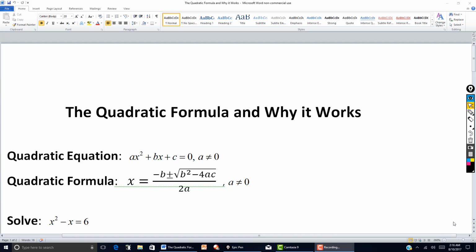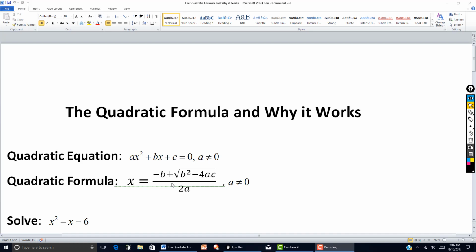In this particular video, I'm going to discuss the quadratic formula and show you why it works. So let's first look at the quadratic equation. It has the form ax squared plus bx plus c is equal to 0. A cannot be 0, because if a is 0, all you've got is a linear equation, bx plus c is equal to 0, and that's fairly easy to solve. And then you have the quadratic formula there. We'll look at that in more detail later on.